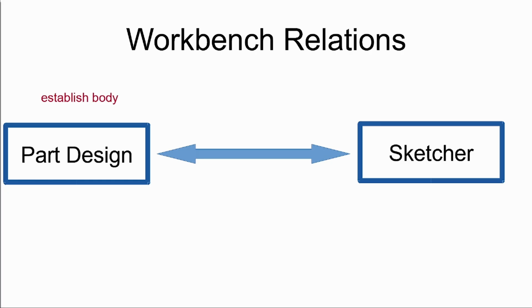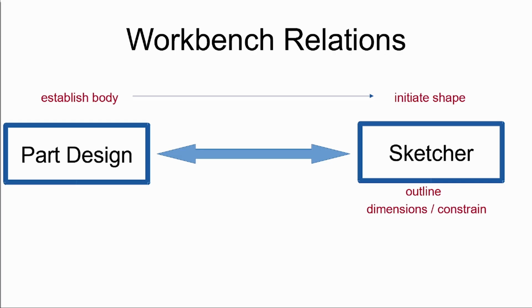You go into the part design, you establish a body, and once you establish a body, you start a sketch, which we'll show you how to do as well, and that initiates your shape. Once you get into Sketcher, you draw an outline of your object, you put dimensions on it. Of course, you want it to be sized properly. You want it to be dimensioned. At least I do. It's a good habit to get into.